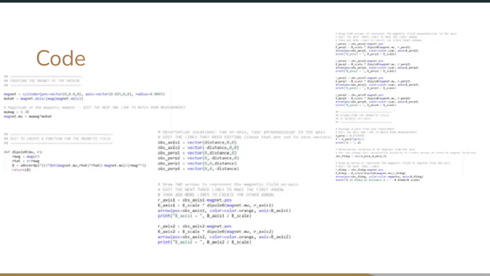Here is the resulting code that went along with the computational model, showing both how the blue and orange arrows were calculated and the functions used to make them.